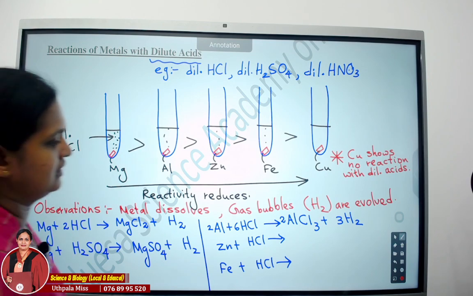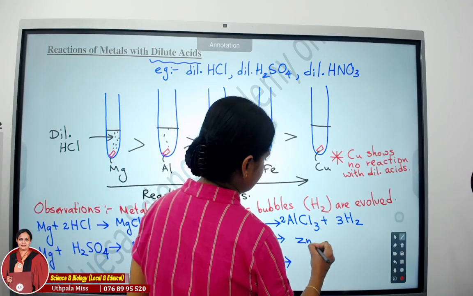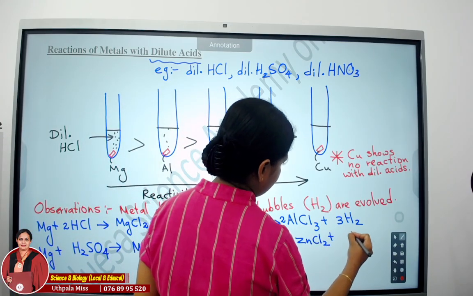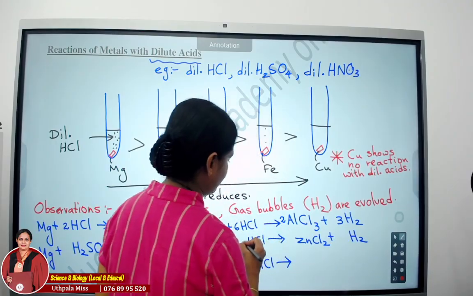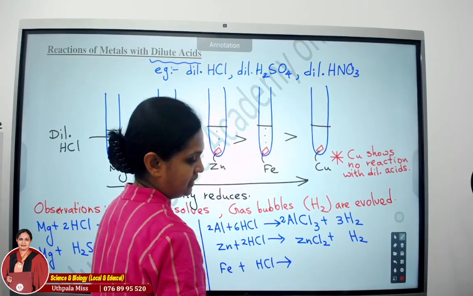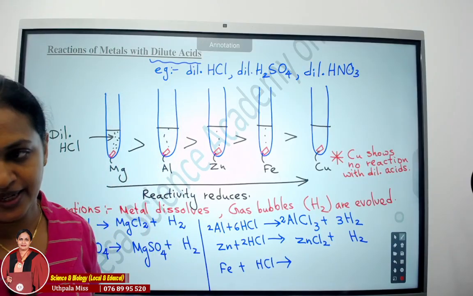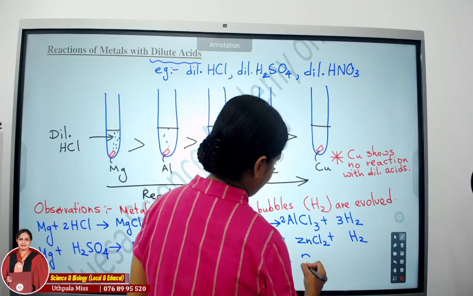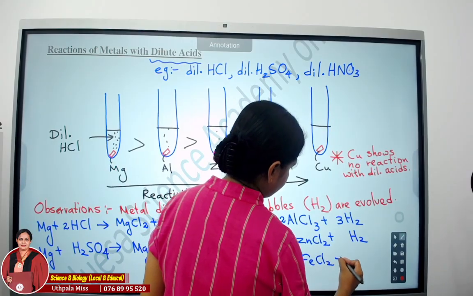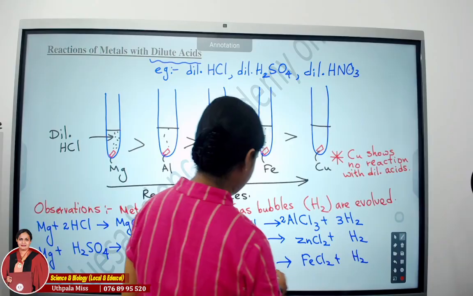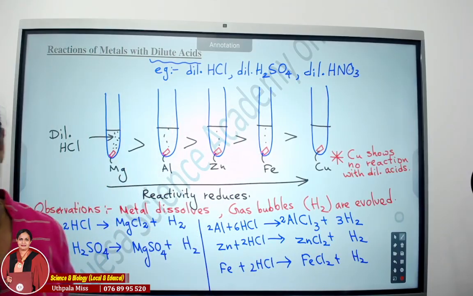Then zinc chloride is ZnCl2 plus H2. So you can put 2 HCl. Iron can form FeCl2 plus H2. So here 2 HCl. So let's write it like this.